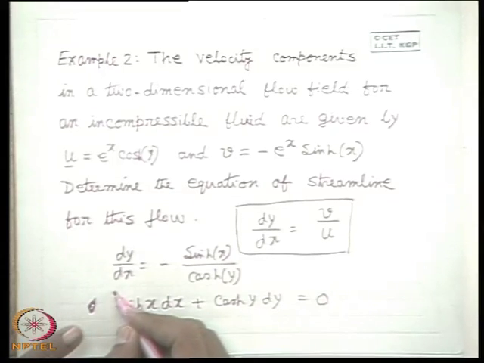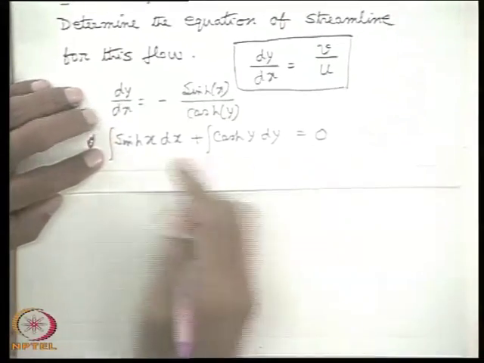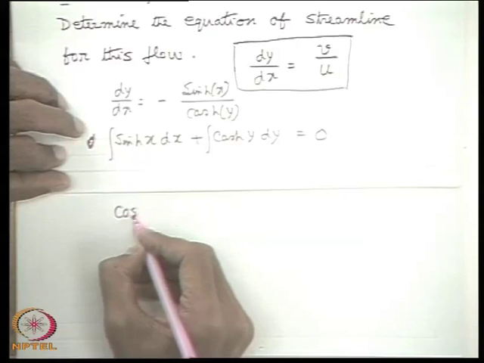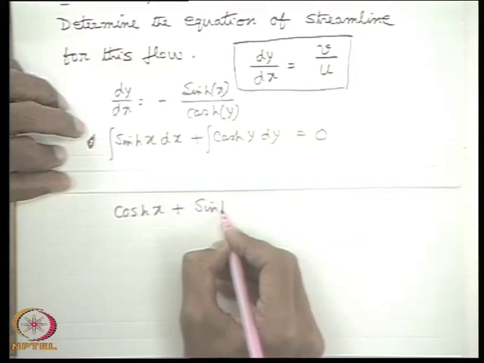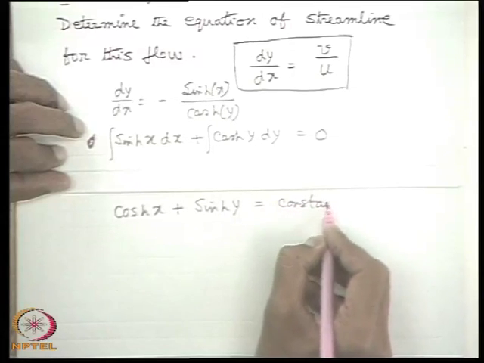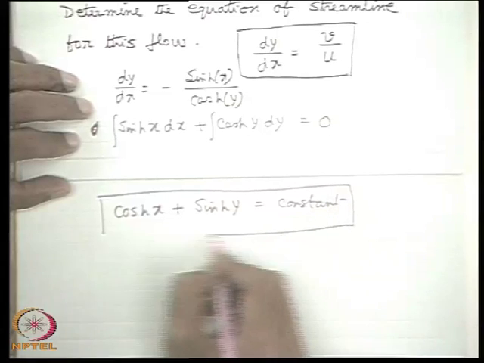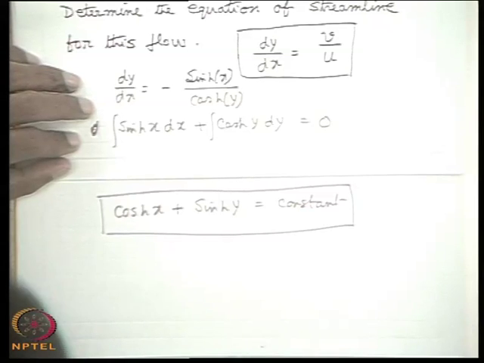So, this is the differential equation. If you integrate this, you get the form like this. What is the integration of sin hyperbolic x dx? Cos hyperbolic x, and this will be sin hyperbolic y with the same sign for the hyperbolic function, and that will be a constant, the integration of 0. So, this is precisely the equation in the xy plane for this streamline.